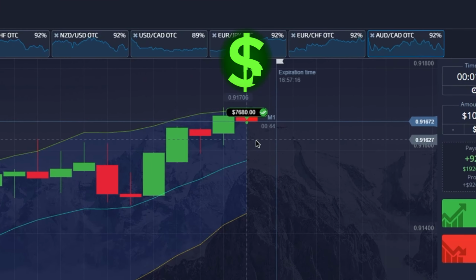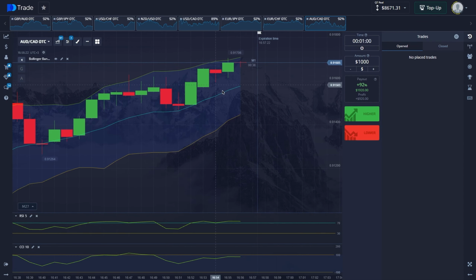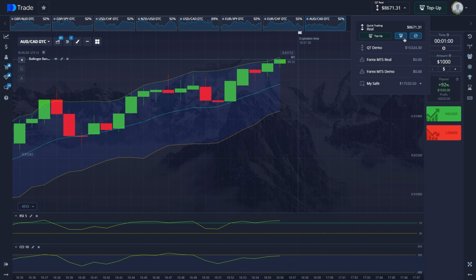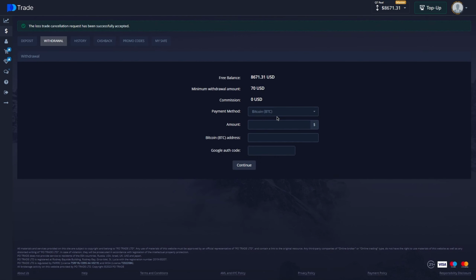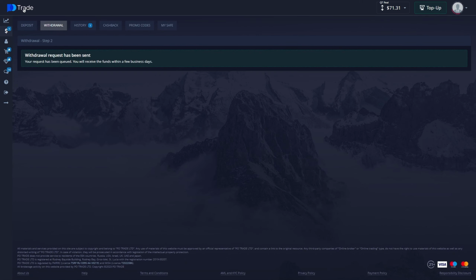And our trades close in the plus. A small pullback happened, but we opened at the right time, at the peak of the shadow, and our trades ended in the plus. Let's proceed with the withdrawal and finalize our trading. We'll choose the wallet, and the amount will be $8,600. The operation is being processed successfully.